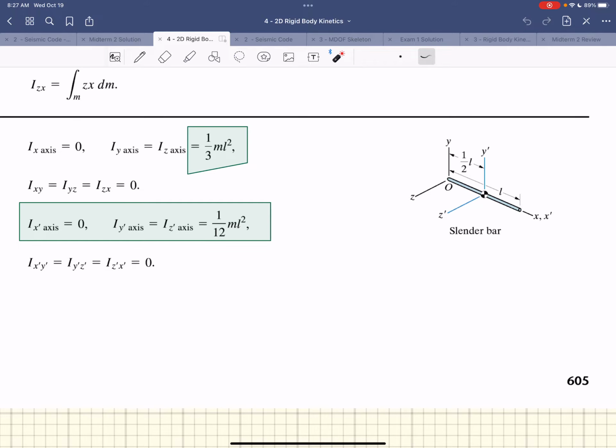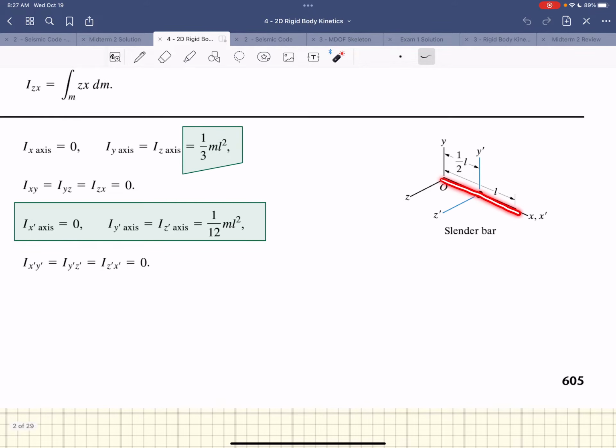Okay, and the key to this one too is that the moment of inertia about the x or the x prime axis is 0. So when you see slender rods, we assume that they have no resistance about that axis, which, compared to the other directions, is true, right? All that mass is really tight around that axis.